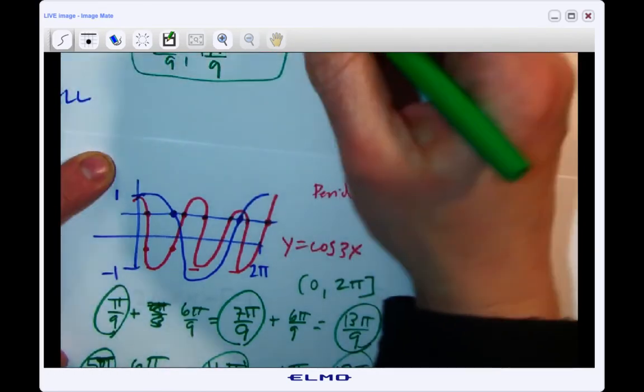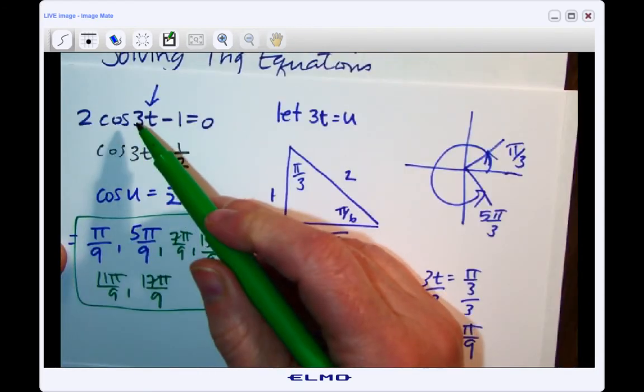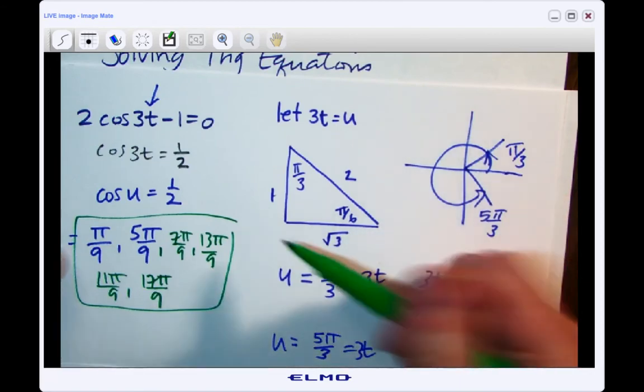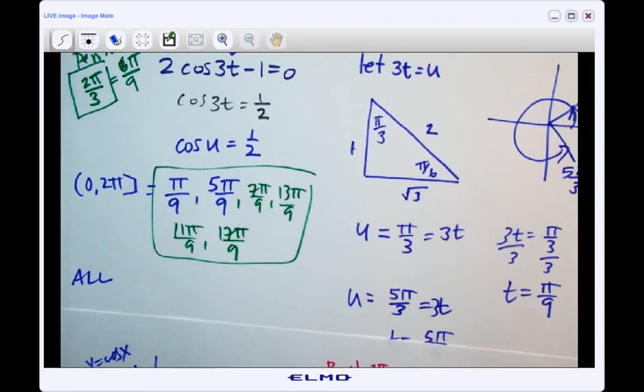And why? Because this was a 3. If this were a 2, I would be expecting twice as many solutions. So I would have expected 4. If it had been 7, I'd expect 7 times as many, and I would expect 14 solutions. Does everyone see what we're talking about? Because you'd fit more curves in there. All right.